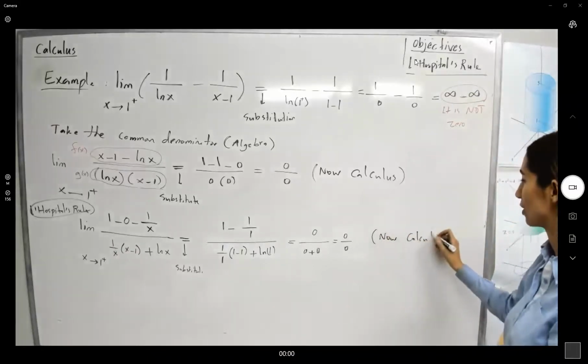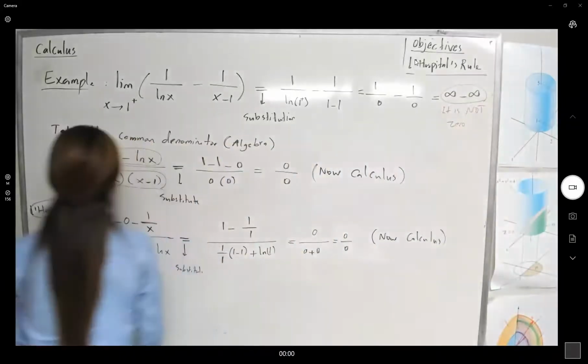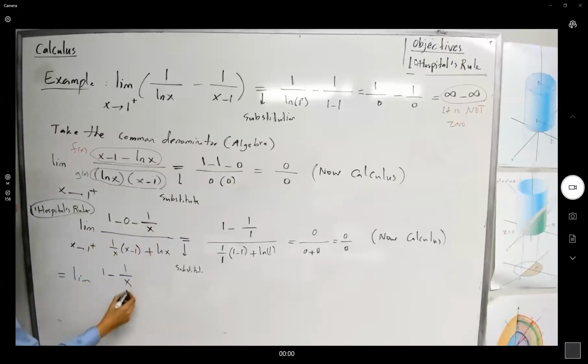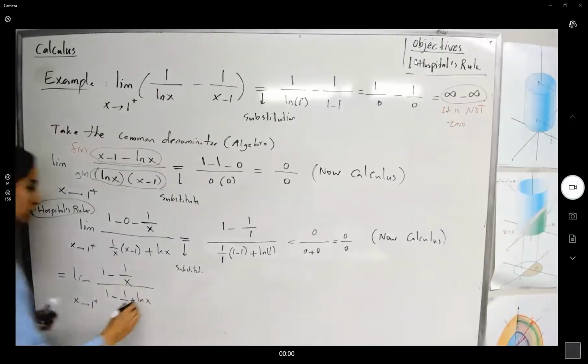Now, calculus. Very well. So what is our function f? Our function f, or f prime in this case, is this function. Our function g is this function. We can make some simplification as well. 1 divided by x times x is 1, and you have negative 1 over x. So this is equal to the limit. I'm just going to write this in simpler form: 1 minus 1 over x divided by, I distribute 1 over x into the parentheses, I get 1 minus 1 over x plus ln of x, as x goes to 1 to the right.